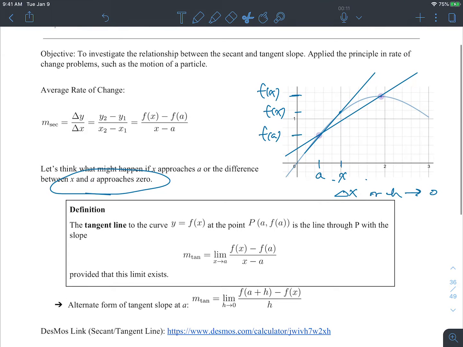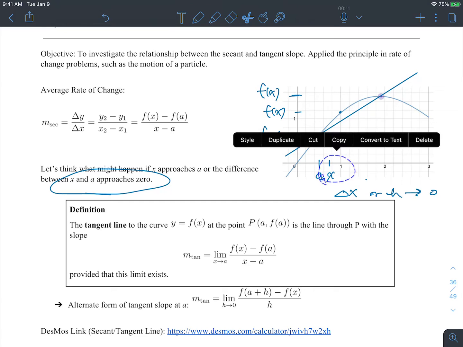Okay, so we're going to officially define this. That tangent line to the curve y equals f of x, we're talking about this curve right here, at point a, f of a right here, is a line through P with the slope. In other words, when x is approaching a, like that, that was a secant slope. If that got even tighter, what if it was even closer? Let's bring it up this way.